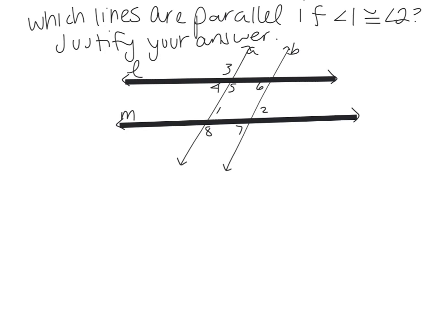1 and 2 are corresponding. They're created by a transversal, and we're told that they're congruent. So if they're corresponding and they're congruent, that means A and B are parallel. So our answer would say something like, if angle 1 is congruent to angle 2, then A is parallel to B by the converse of the corresponding angles theorem.